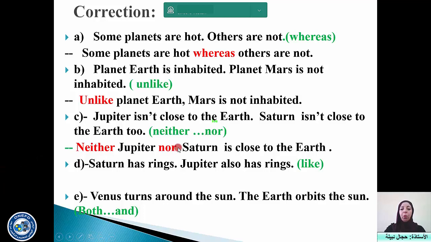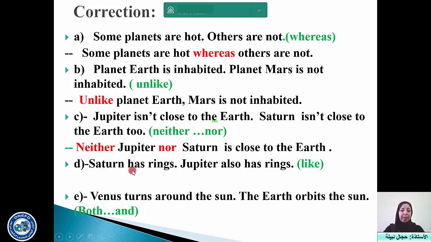Neither Jupiter nor Saturn is close to the Earth. You see? So my verb here becomes positive. Why? Because the first negation is being replaced by neither, and the second negation is being replaced by nor. So I no longer need to use another negation here. Otherwise, it would be a sort of double negation or something like that. So you say neither Jupiter, and you remove the first verb. Okay, you use the verb only once. It is a sort of common element in the sentence. Neither Jupiter nor Saturn is close to the Earth. All right.